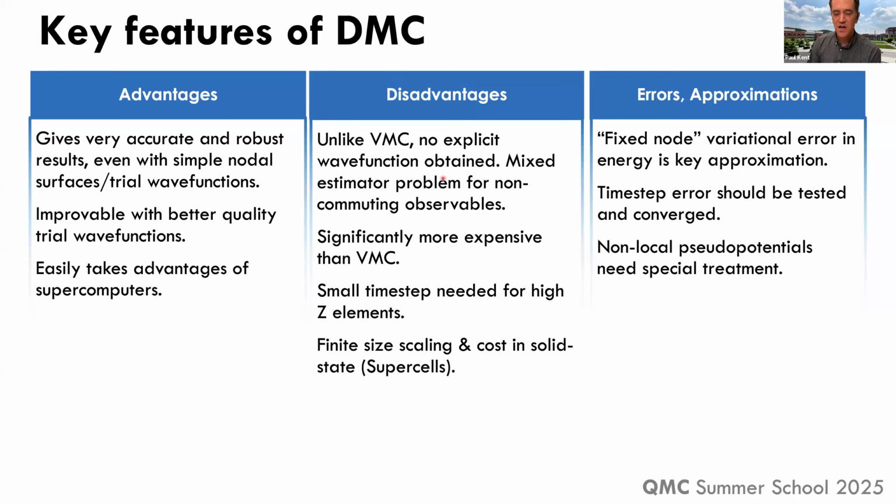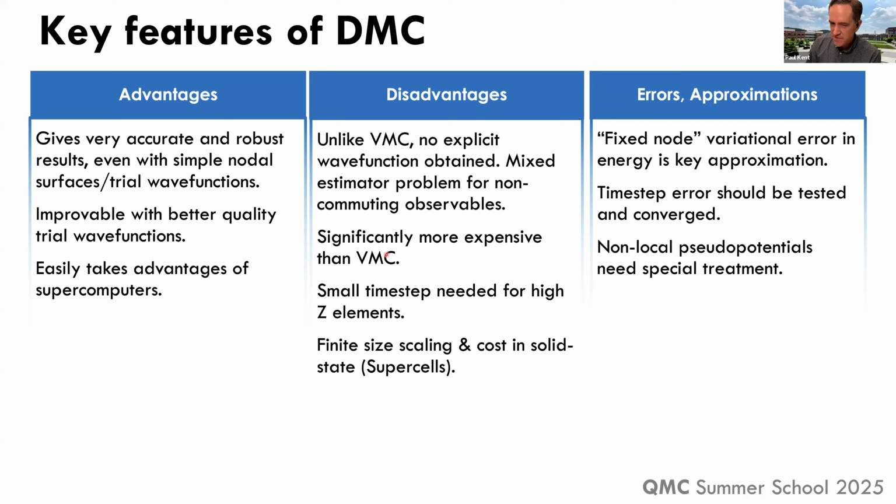On the minus side, something to note is that we don't get an explicit copy of the trial wave function. And so that means measurements are more difficult, and there is something called the mixed estimator problem for properties that don't commute with the Hamiltonian. And there are some tricks to deal with those, but it's just much more involved.